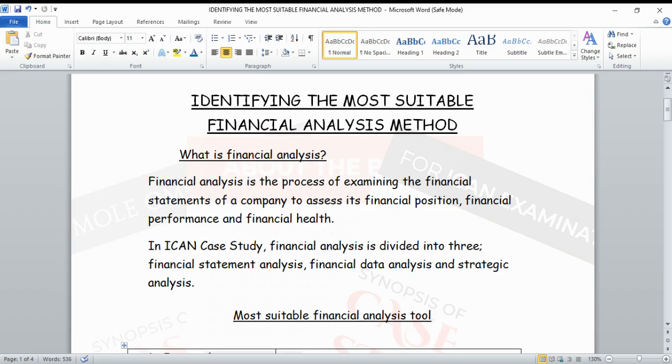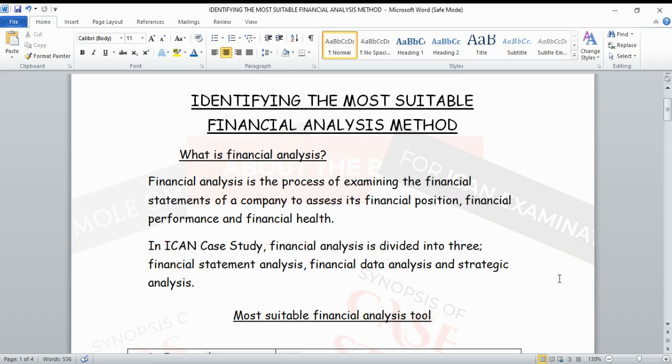So now let's go back to class. The second important thing I said I wanted to talk about: identifying the most suitable financial analysis method. This topic that we're talking about today, please, if you're doing any other thing, this is not the time to be doing any other thing. Focus because it's very, very important.